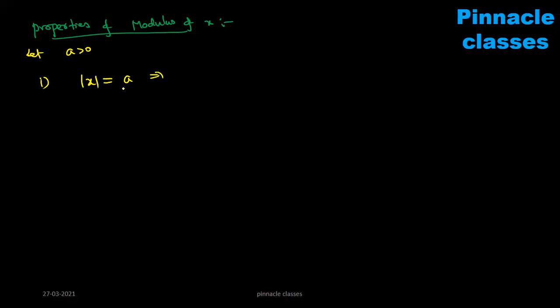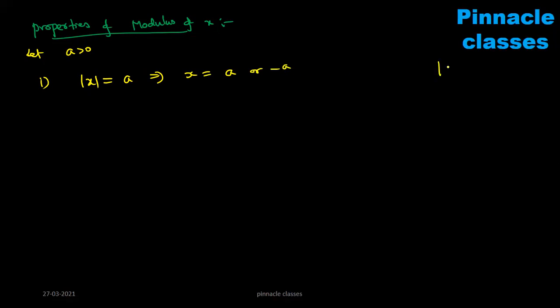Now, properties of modulus of x. In this case, I'm taking a is greater than 0. Property number 1. Modulus of x is equal to a. Then x can be what here? Either a or minus a, plus a or negative a.